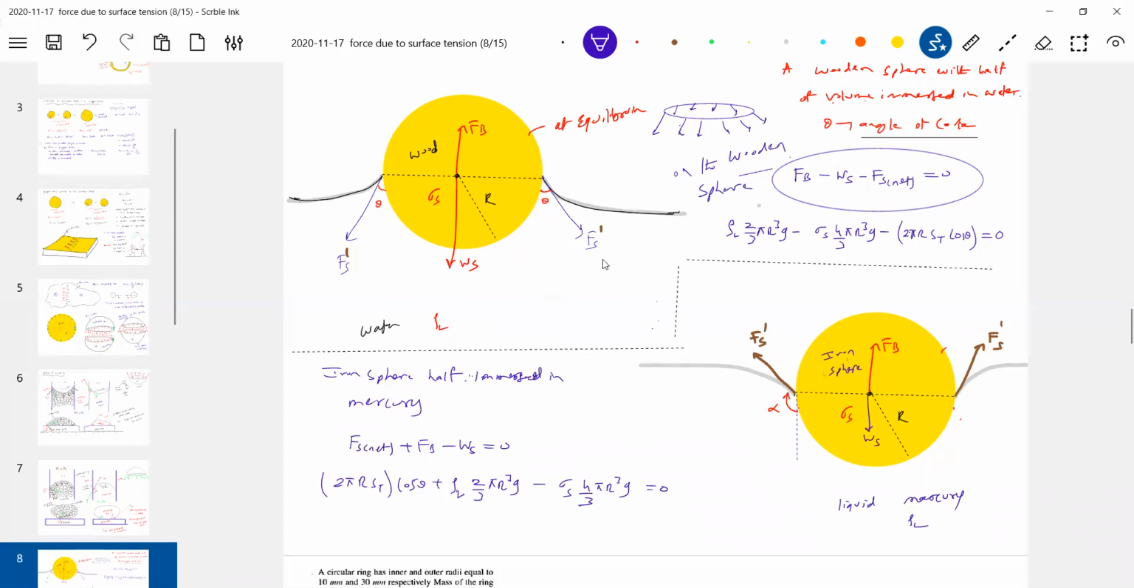I think we should minutely analyze the situation. Nothing is there. I'm not bothered about the free surface. I'm more interested in the iron sphere. And what is alpha? Sorry, this alpha. Theta is the angle of contact. So like this, what happens? The conditions will come.